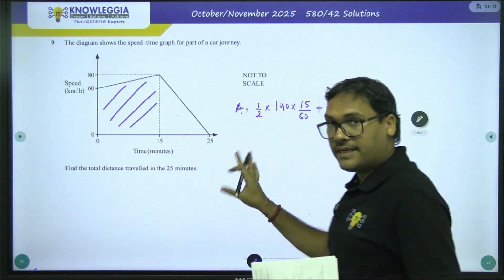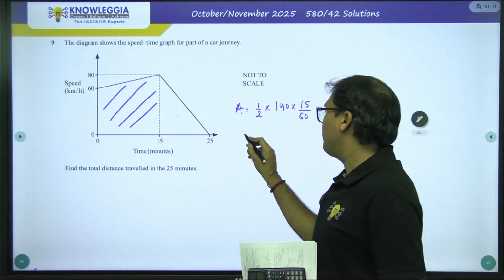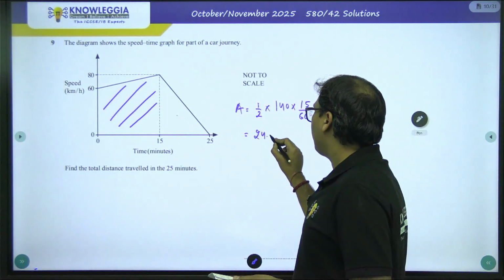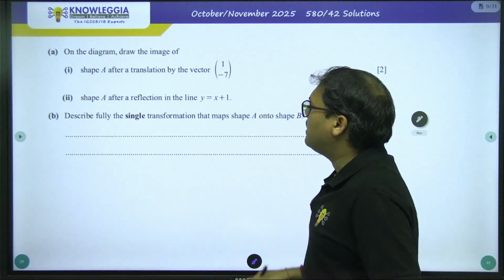And what is the base? This is 10 minutes, so this is 10 by 60. If I simplify this, you will find the answer, which is 24.2 kilometers. You can just put the value in the calculator and get the answer for this. Move to the next question.